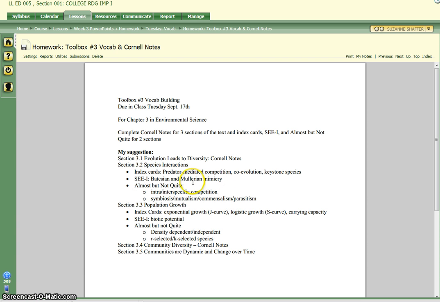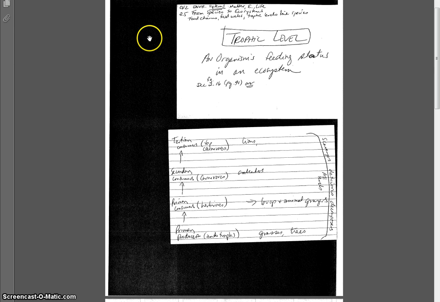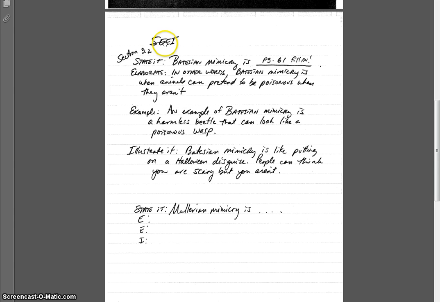And then the CI we're going to do in this Section 3.2 on Batesian and Müllerian mimicry. Now I'm going to do this first one just to show you so you have an idea what we're talking about. So if you remember, the CI stands for the 4 parts of this extended definition, which are state it, elaborate, give an example, and then illustrate it.